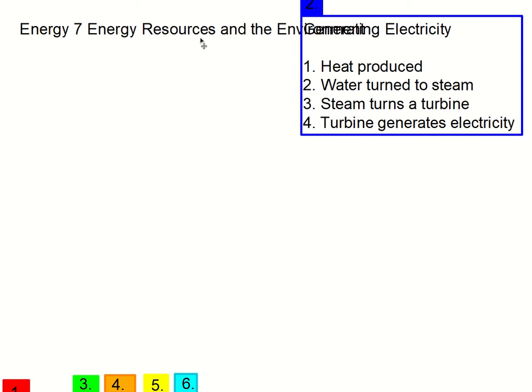Generally speaking, in a power plant there are 4 stages involved in generating our electricity. The first one is heat is produced somehow. That heat is then used to turn the water in the power plant to steam. The steam becomes really hot and moves fast enough to actually turn a turbine. The turbine then turns a generator. The generator generates the electricity. So 4 stages: heat, water into steam, steam turns a turbine, turbine generates electricity.